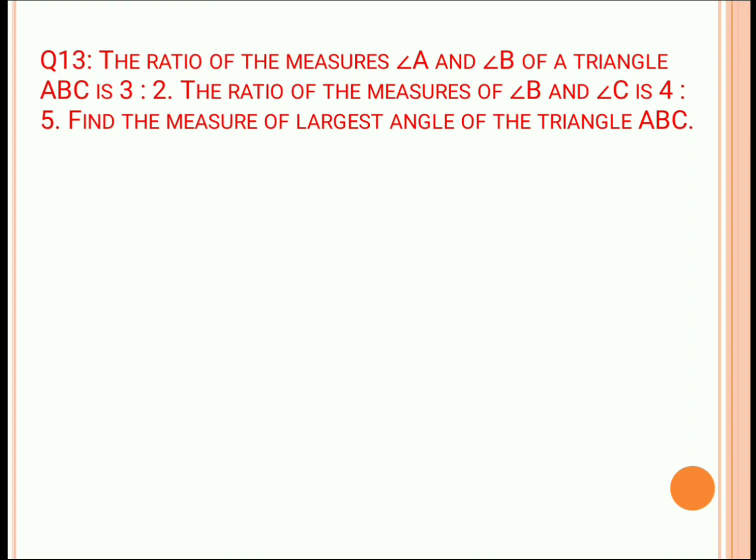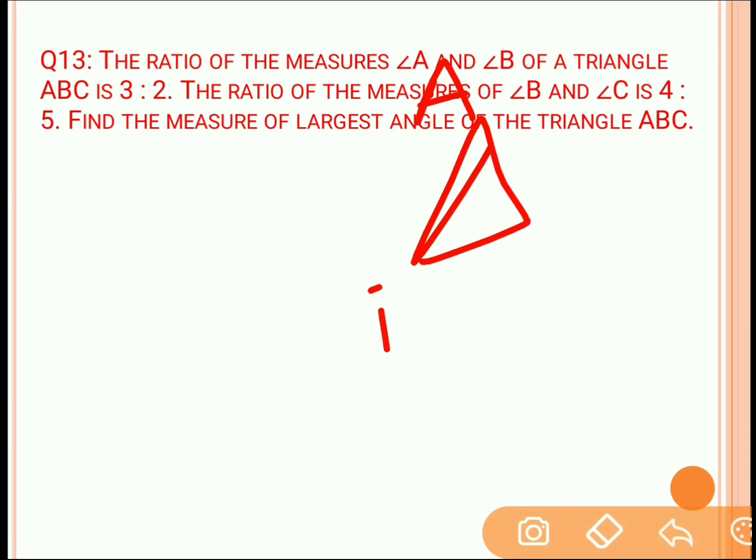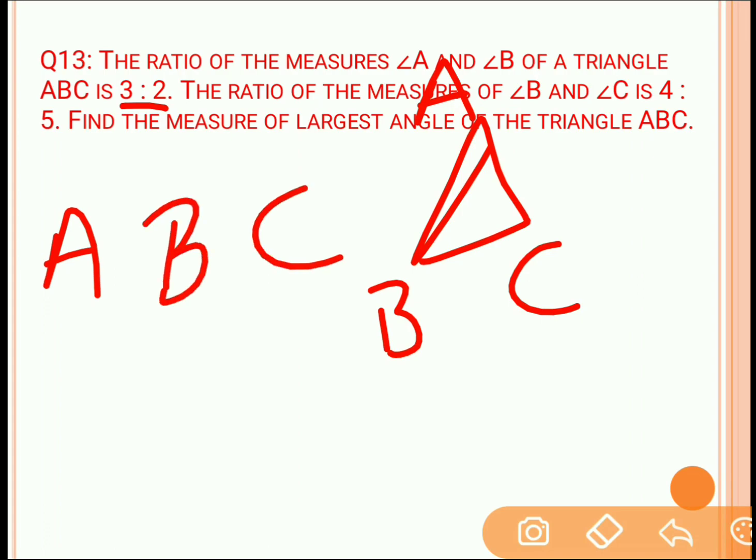So in this case, in a triangle ABC, angle A and B are in ratio 3 is to 2, angle B and C are in ratio 4 is to 5. So we have to write A, B and C in a row. Now below A there is 3 and 2, and below B and C there is 4 and 5.